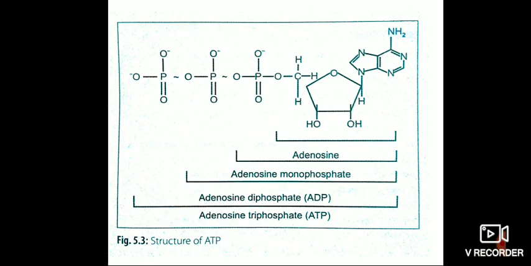Now this is a structure of ATP in which you can see ATP is having 3 phosphates, but when it donates one of the phosphates, it becomes ADP, adenosine diphosphate, and then it will have only 2 phosphates. Again, on further loss of one more phosphate, it will become AMP and will have only one phosphate group on it. So that's all for today.